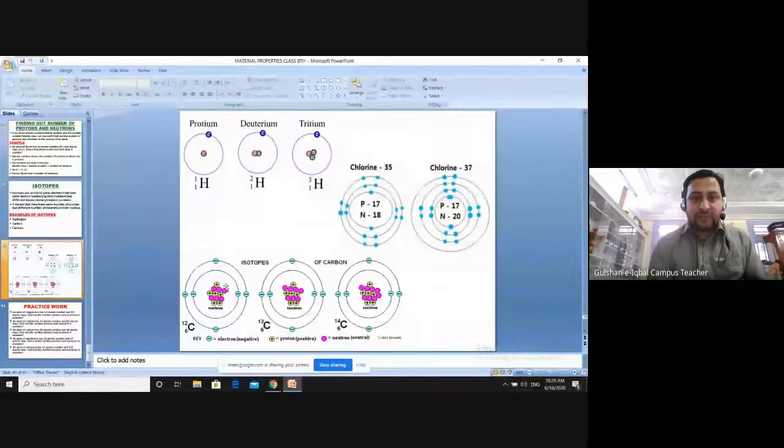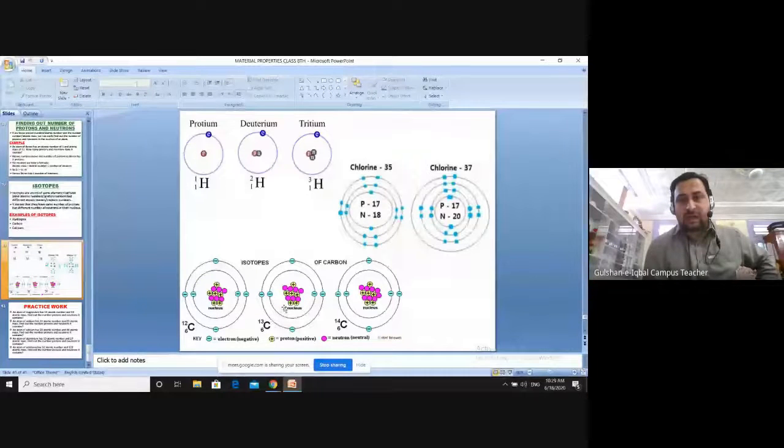See, in the first one, count the number of protons. This is 1, 2, 3, 4, 5, and 6. Number of protons is 6. And number of neutrons, 3 and 3, 6. Number of neutrons is also 6. So 6 plus 6 is equal to 12. Atomic mass is 12. This is known as carbon 12. Okay, let's see the next one.